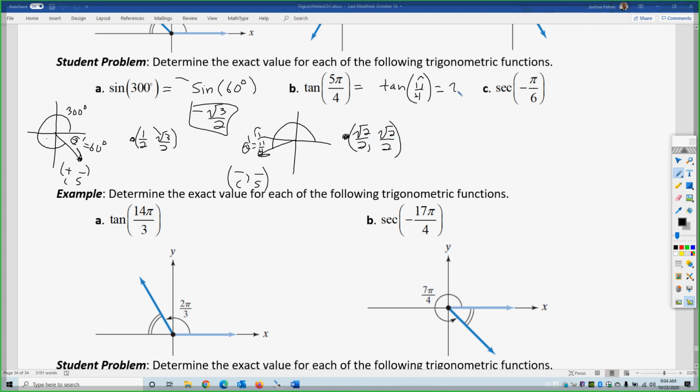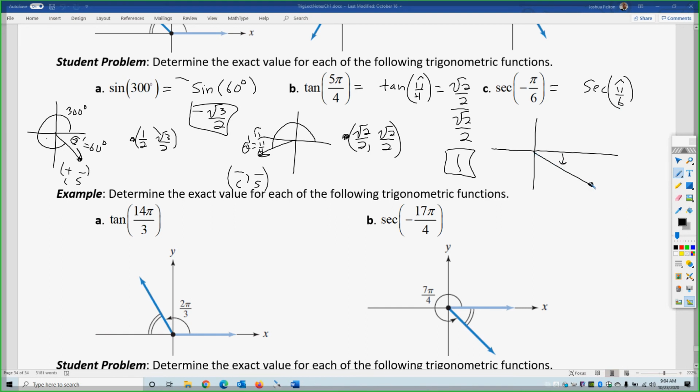So when I do this, it's root 2 over 2 over root 2 over 2, which is simply just 1 outcome, or 1 over 1 for the ratio of the sides. Okay, lastly, secant of negative pi over 6 is the same as the secant of pi over 6 as my reference angle. So if I draw this, I'm going to go negative pi over 6.